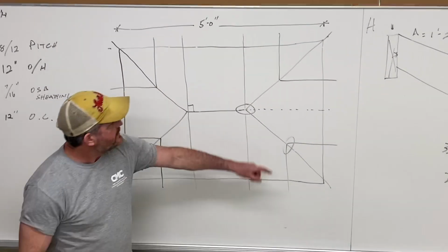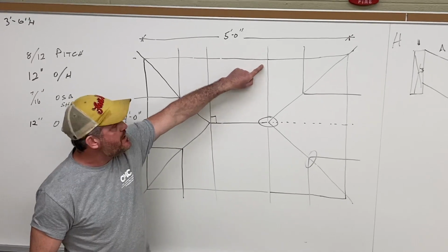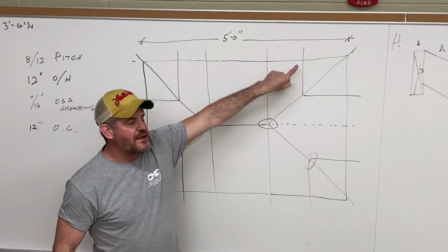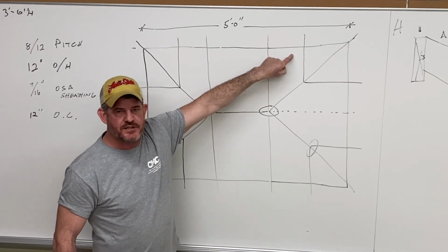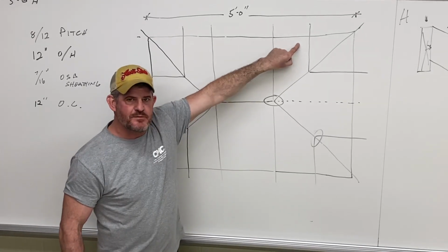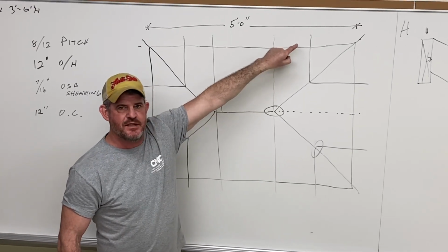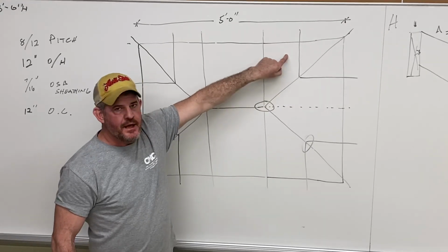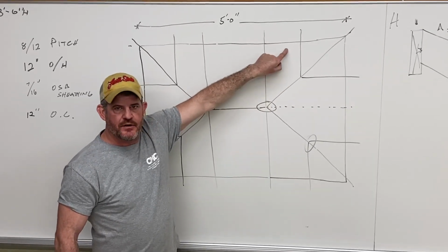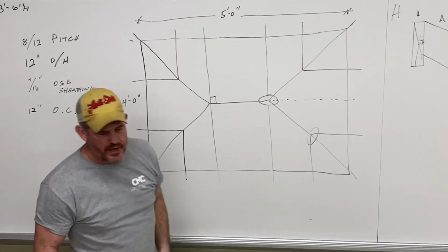From here, what's going to happen? Now I'm going to lay out my bird's mouth and my tail. But I look at my common right here. It's going to be the exact same as my common the rest of the way. My bird's mouth is going to be the same as my common, and my tail is going to be the same as my common. Again, why? Because we're hitting the top plate at 90 degrees. I can see that square that I've created.